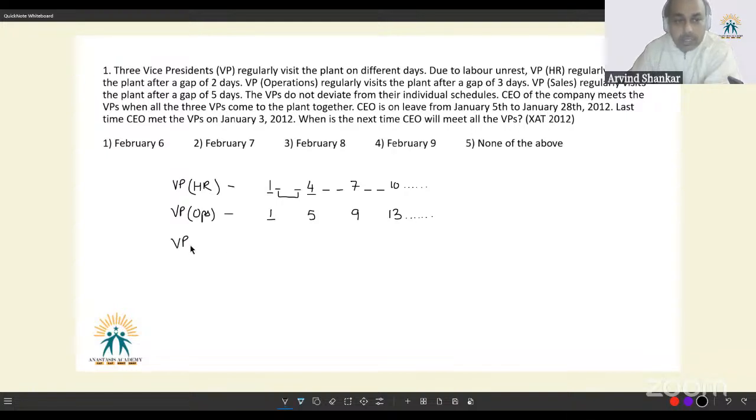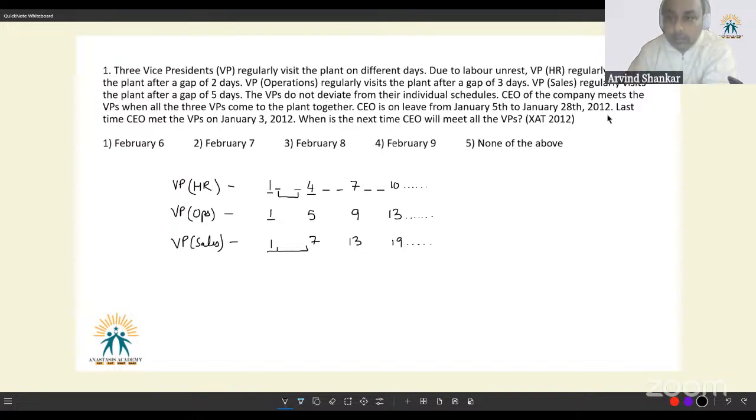Now VP sales, the third fellow in the story, regularly visits the plant after a gap of 5 days. So if he visits on day 1, after a gap of 5 days, he will next visit on day 7, then on day 13, then on day 19, and so on.